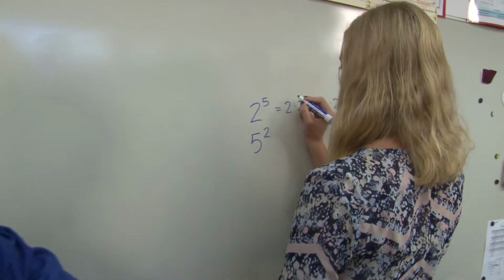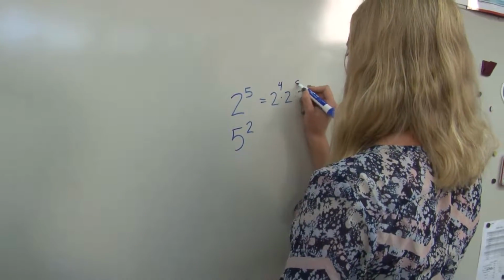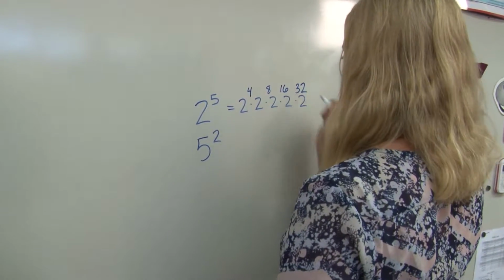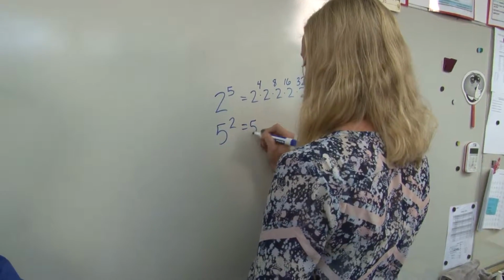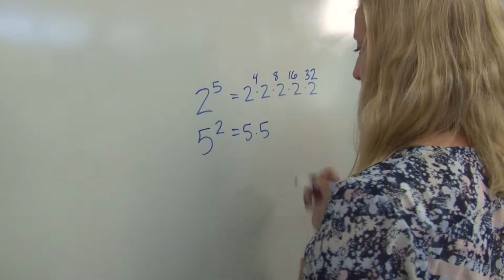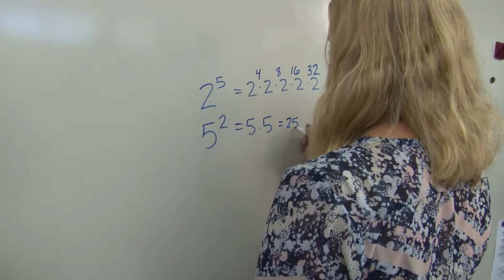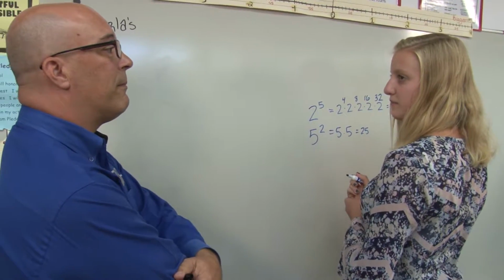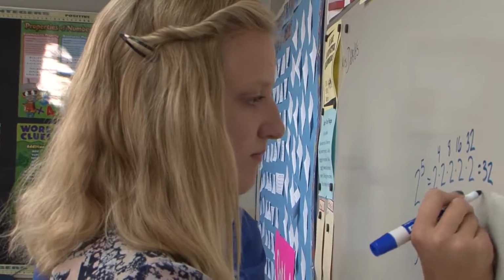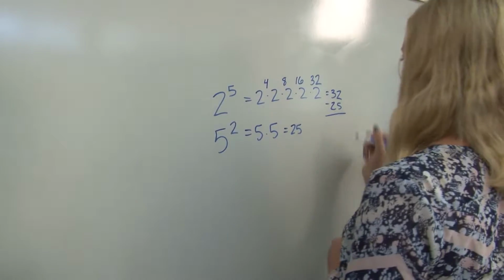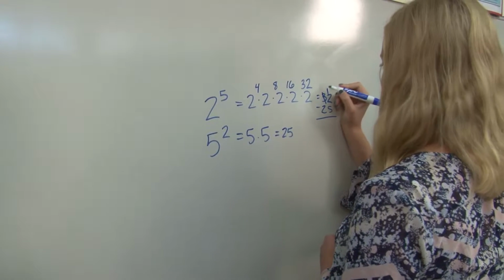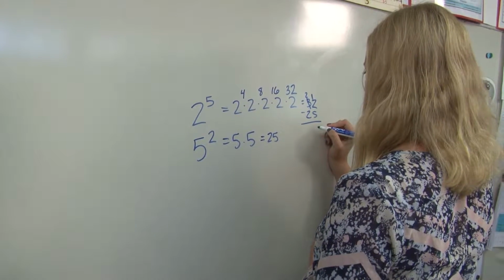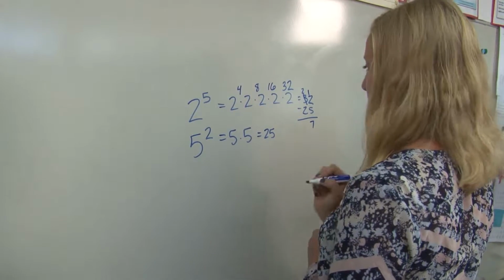So 2 times 2 is 4, 4 times 2 is 8, 8 times 2 is 16, 16 times 2 is 32. Okay. And then if you would be so kind as to write out 5 squared the same way. 5 times 5, which is 25. And the question is, what is the positive difference between those two numbers? So what would you do now? Subtract. And what numbers would you get? 32 minus 25. 7. That's it, right? Yeah.